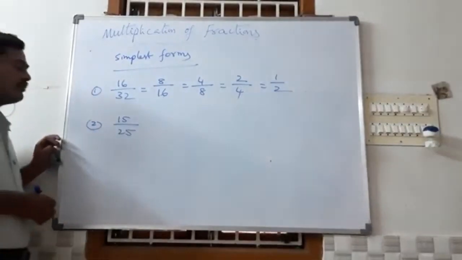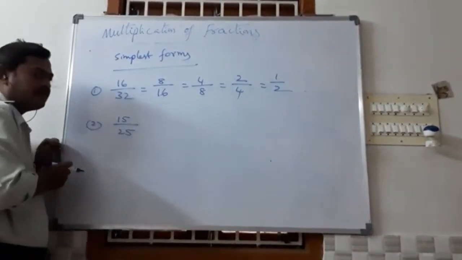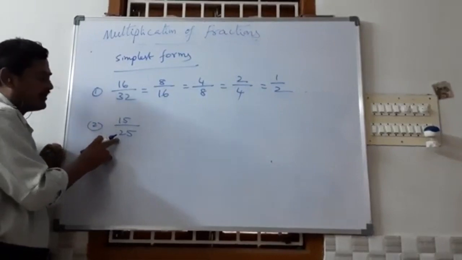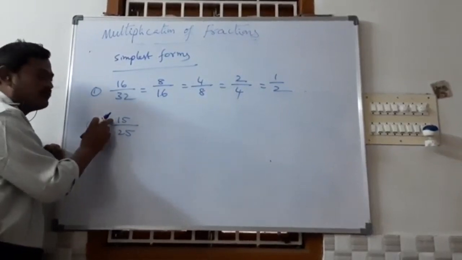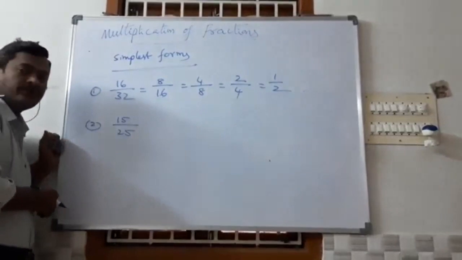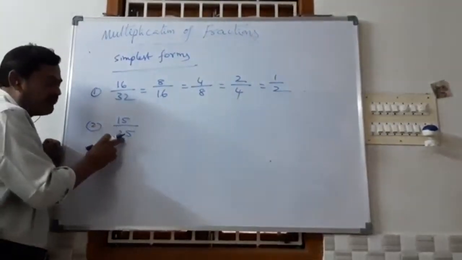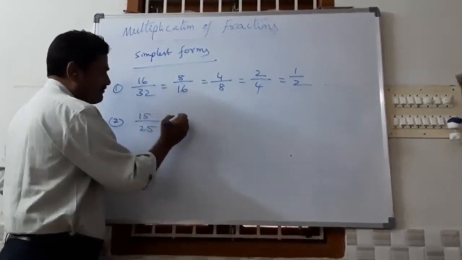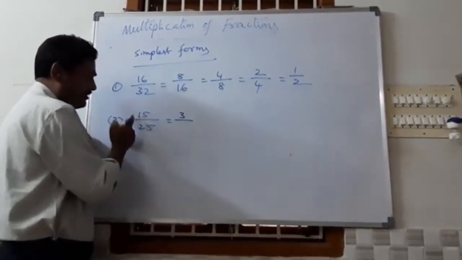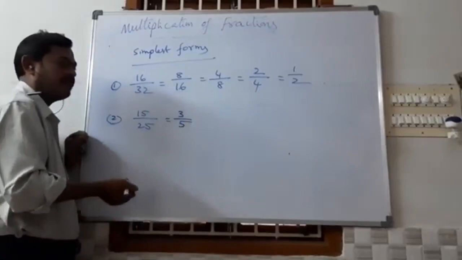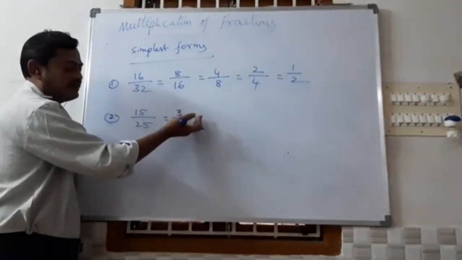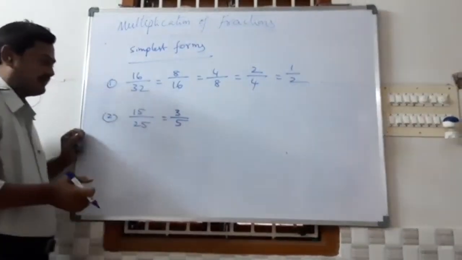Another one is 15 by 25. Here 15, which table will go generally? 5 table. And the denominator also is in the 5 table. So to simplify, whichever table we divide the numerator by, we divide the denominator by the same table. So 5 table means 5 3s are 15, 5 5s are 25. So 3 by 5 is the simplest form. We cannot simplify after these steps.